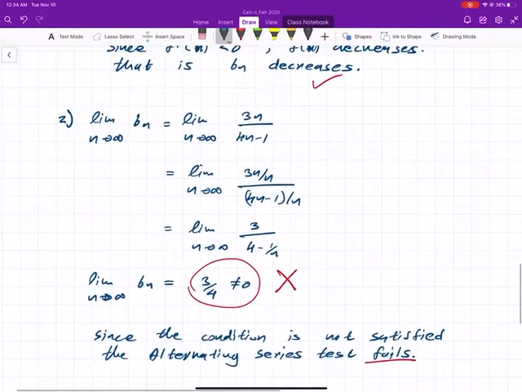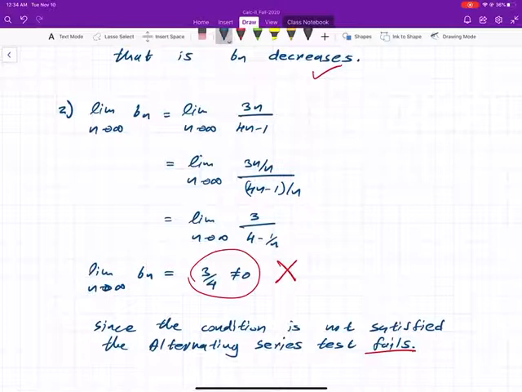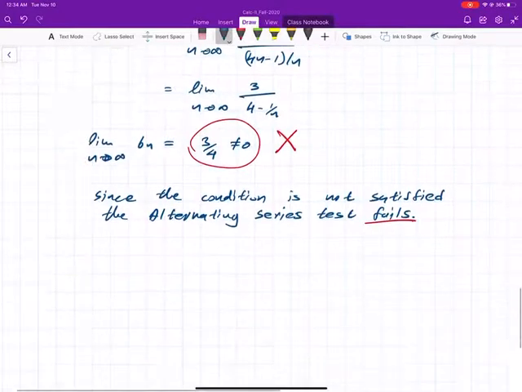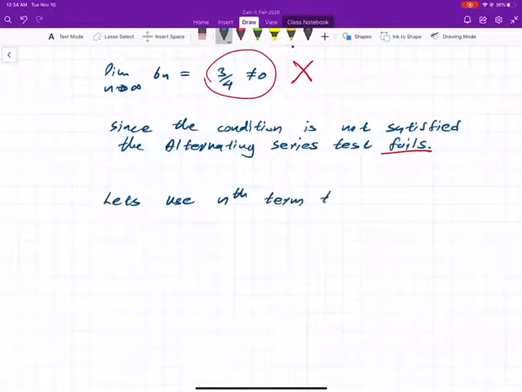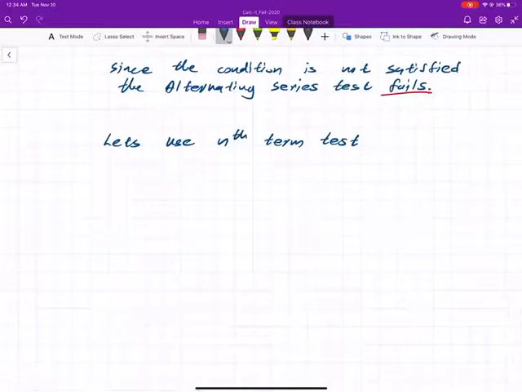Since the alternating series test fails, you could use some other method. So far you have learned a lot of methods to show whether a series is convergent or divergent. Next, what I'm going to use is the n-th term test that you learned very early in this chapter. Let's write down the n-th term test.